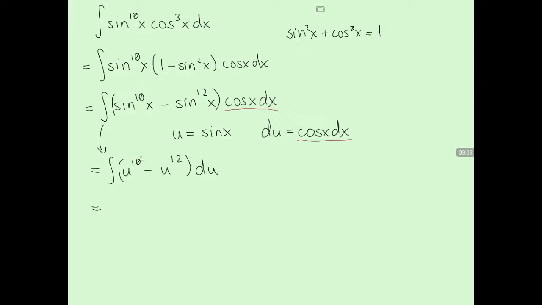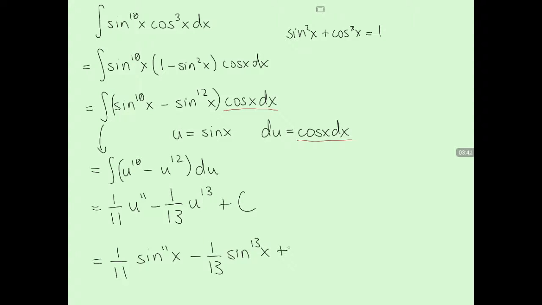So now we can just anti-differentiate this. So u to the 10, we just do 1 over 11 u to the 11, minus the antiderivative of u to the 12, which is 1 over 13 u to the 13th, plus c. And finally, we have to substitute sine x for u because our original integral was in terms of x. So we have 1 over 11 sine x to the power of 11 minus 1 over 13 sine x to the power of 13, plus c.